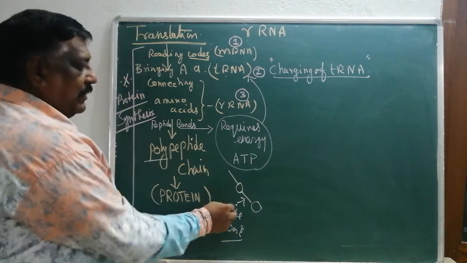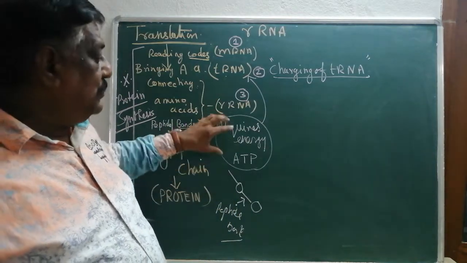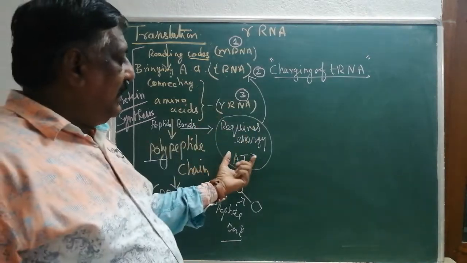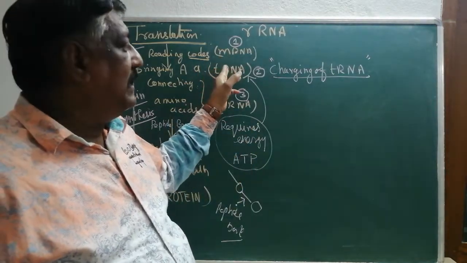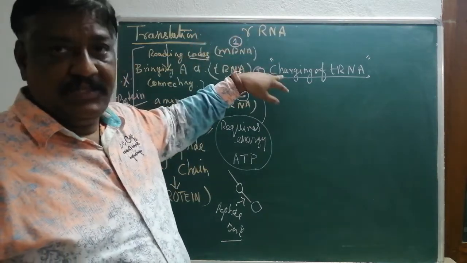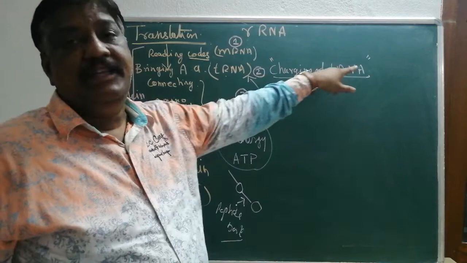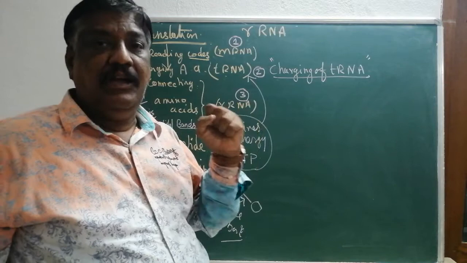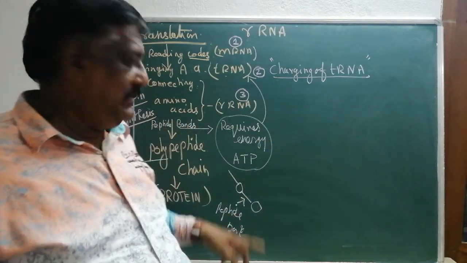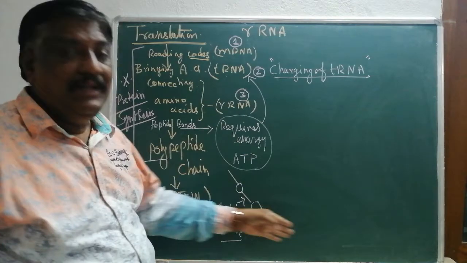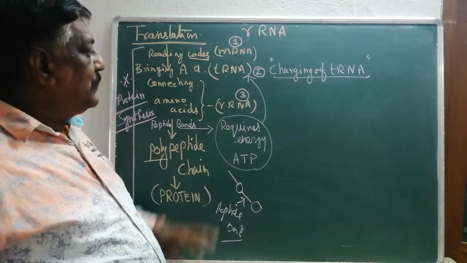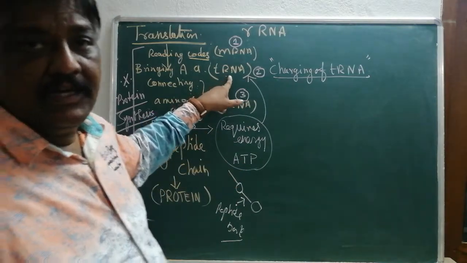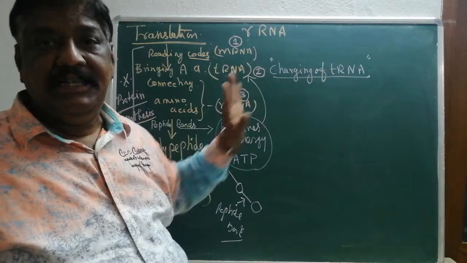To form this peptide bond, it needs a lot of energy. So what happens is the ATP is already there in the beginning itself. The ATP is connected with tRNA and the tRNA is charged. So it is charging of tRNA. This process is called charging of tRNA. Because it requires a lot of energy to form the peptide bonds while protein synthesis takes place, in the beginning stage itself, ATP is connected with tRNA to supply energy. That is called the charging of tRNA.